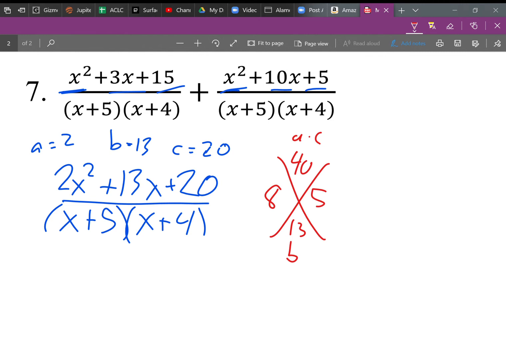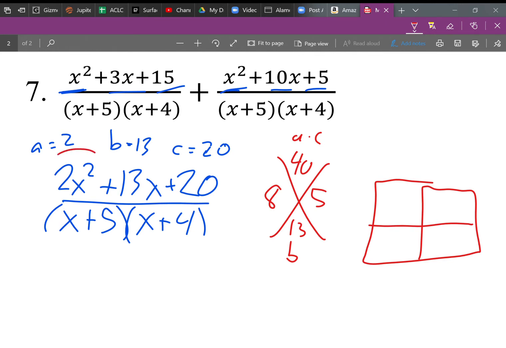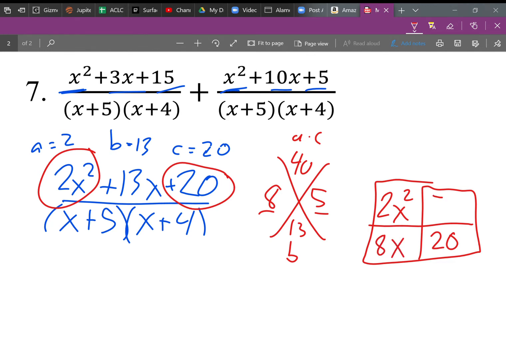Now, when a is 1, that's all you have to do for factoring. But a is not 1 here. A is 2. And so whenever a is not 1, I need to go further using my box. And what am I going to put here? Well, I just put the first term, the 2x squared term, on the top left. I put the last term, the plus 20, on the bottom right. And then the numbers I found, 8 and 5, they become 8x and 5x.